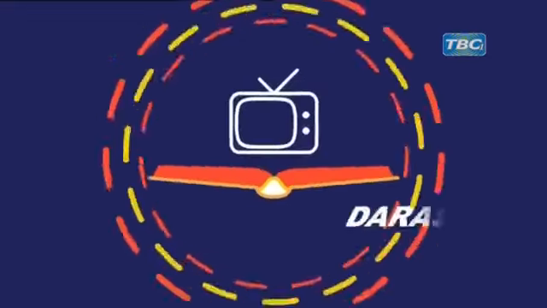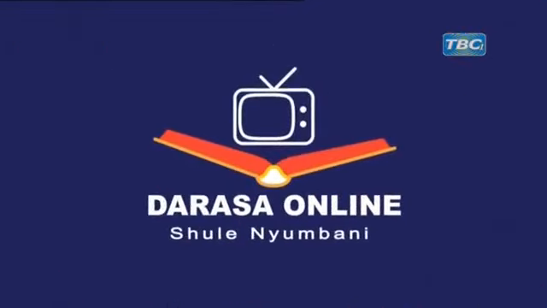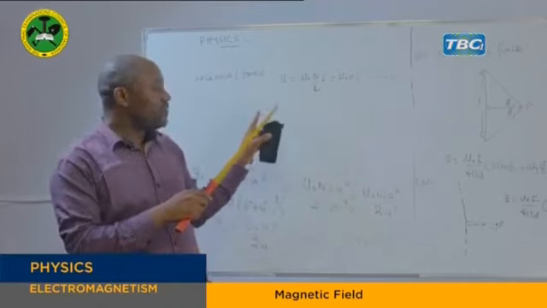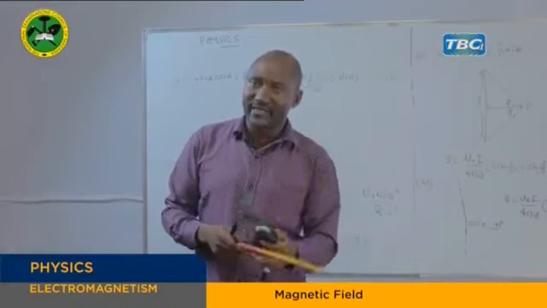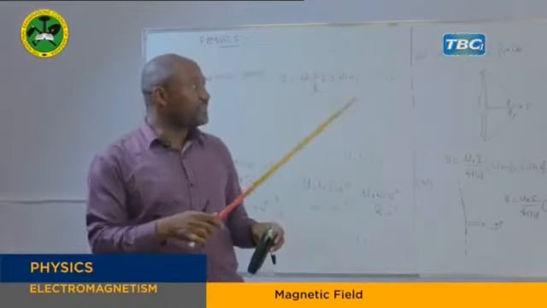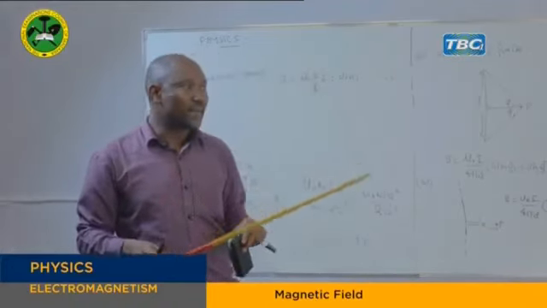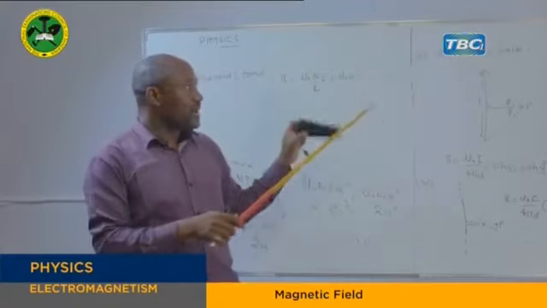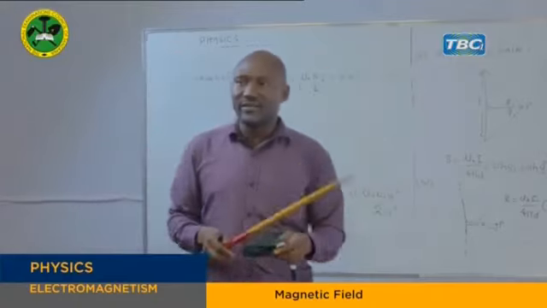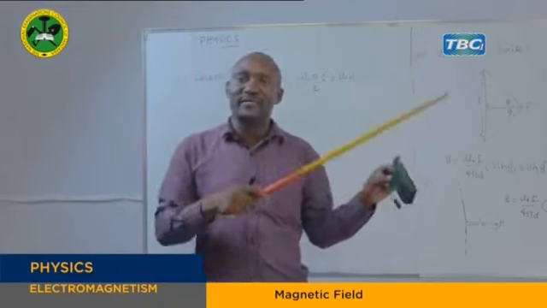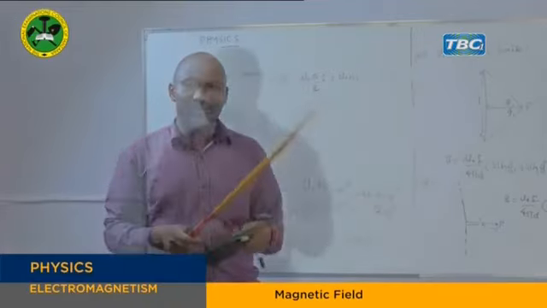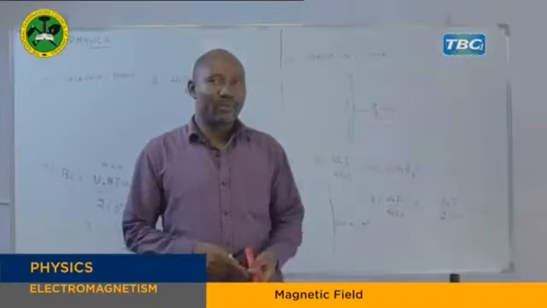You are watching DARASA Online. So these are the formulas for finding the magnetic flux density of various conductors that you derived based on the Biot-Savart law or Ampere's theorem. Now, today's discussion is not based on deriving these formulas. It's based on how to apply those formulas in solving some questions.